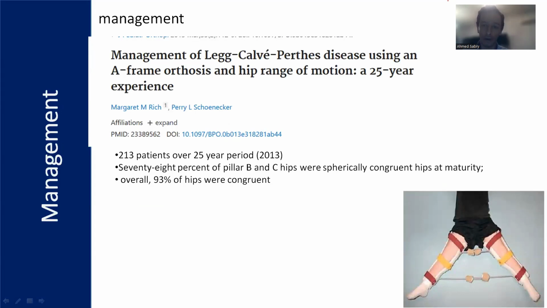في contrary to the previous papers، في paper اتنشرت كانت by Margaret في 2013. They said that during a 25-year follow-up, it was a retrospective study, including 213 patients that had Perthes. They were placed في A brace زي اللي في الصورة ديت. They found that 78% of pillar B and C were spherically congruent hips at maturity, overall كان 93% were congruent لو عملنا inclusion the pillar A. They suggested in A brace was effective. However, no other paper suggested this.